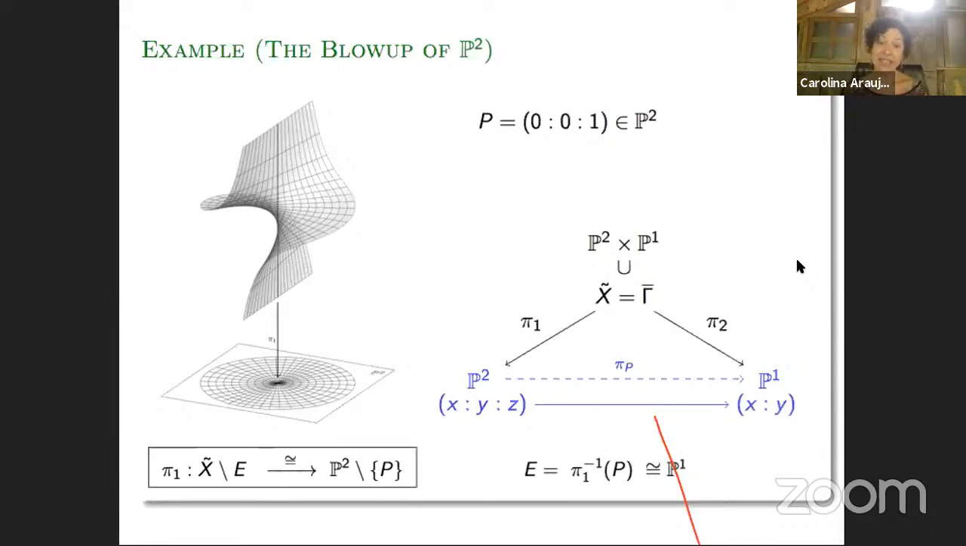Then we see that outside the point, I have an isomorphism, but the inverse image of the point is exactly a P1 consisting of all the tangent directions at that point. And outside this P1, if I remove this P1 from the blow up and I remove P from the plane, I get an isomorphism. So this is what we call, this is a very important construction in algebraic geometry. So this is why I decided to explain it in detail.